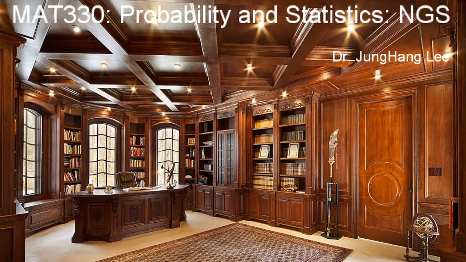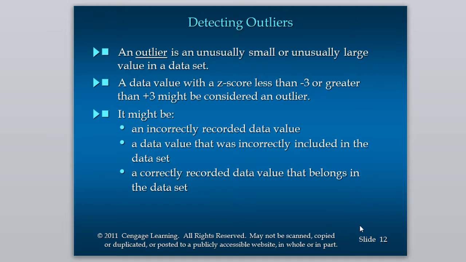Hello students, so we're going to continue on chapter 3 part B video, starting from this detecting outliers. An outlier is usually an unusually small or unusually big number. So if we convert any data value into the z-score value, and it's less than -3 or greater than +3, then we consider that an outlier.